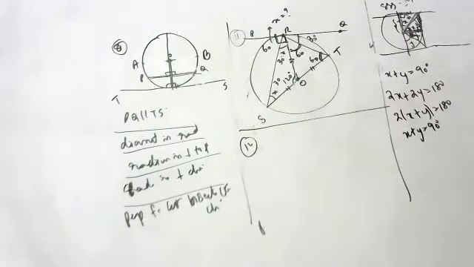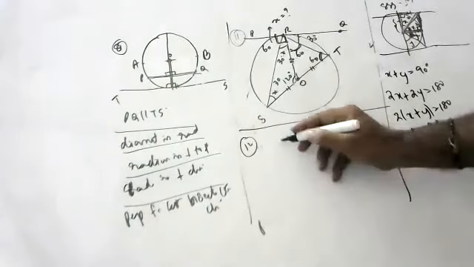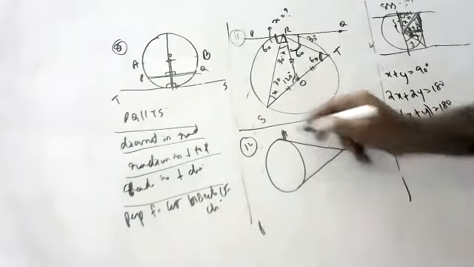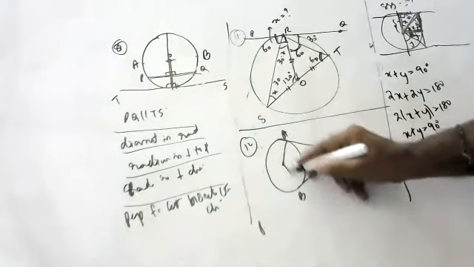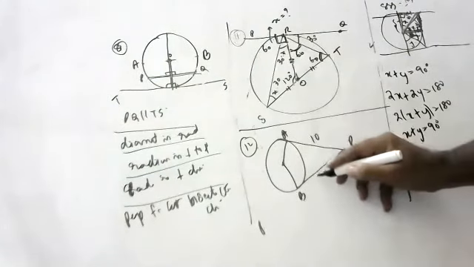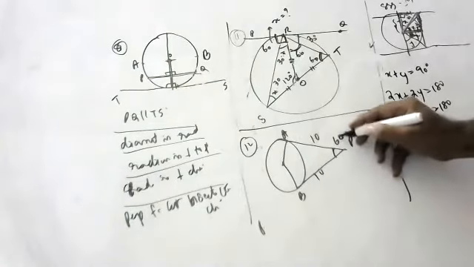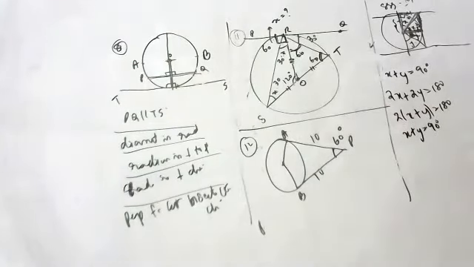Two other question. If PA and PB are tangents from an outside point P such that, children, PA and PB, this is 10 they are saying, and of course this will also be 10. Angle APB is 60 degrees. Find the chord AB. What is the length of AB? This is the question, children.